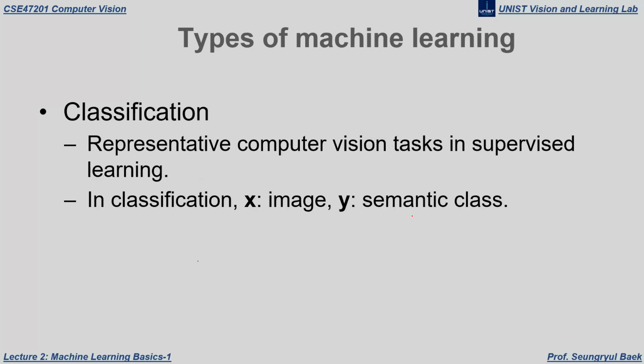In the classification task, Y is some integer value, maybe 0, 1, 2, 3, that represents the index of some semantic class. Okay, if it is 0, it means dog. If it is 1, it means cat. If it is 2, then it means some other semantic class. So this is how we define the ground truth Y in the classification task. So the output Y is discrete, okay?